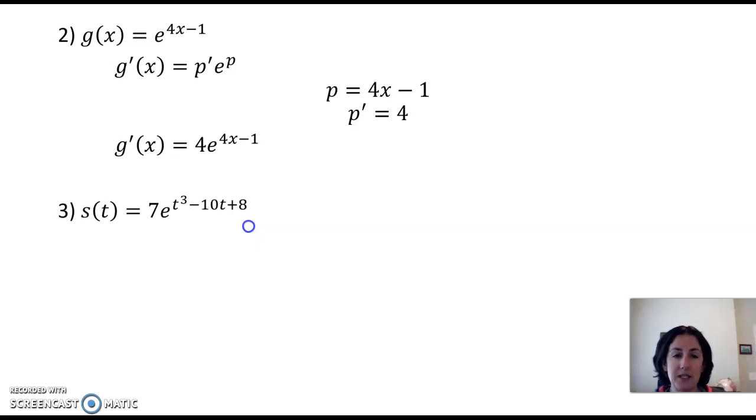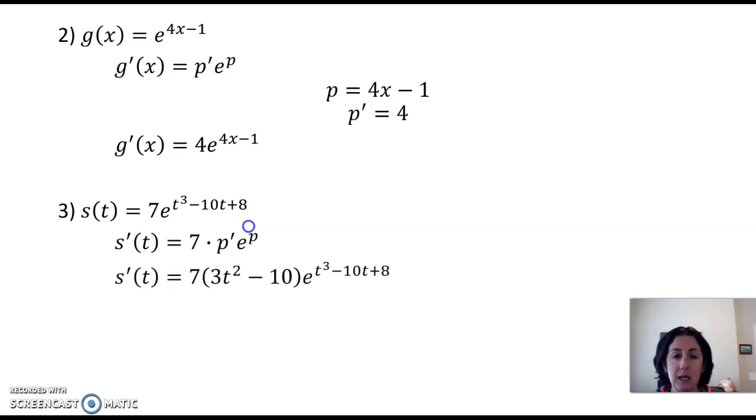s of t equals 7 times e to the t cubed minus 10t plus 8. What is that 7? That 7 is a coefficient. Coefficients just carry through and multiply in at the end. They're the annoying little brother that tags along, and then you just stick it in front at the end and multiply it in. So when I take this derivative, it's just going to be 7 times p prime e to the p. So we can figure out what p is. p is the t cubed minus 10t plus 8.